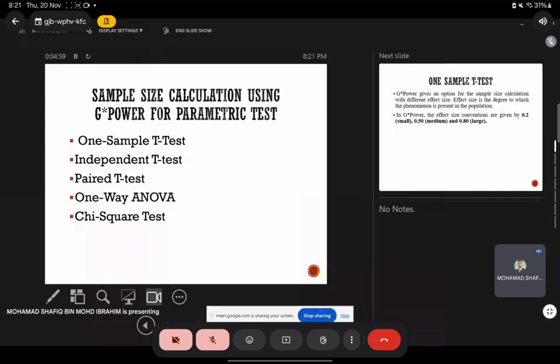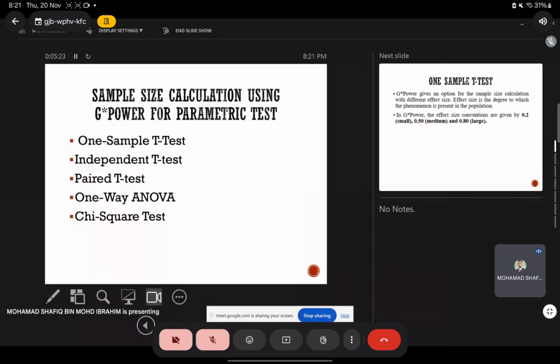For example, I want to see the difference in test score between male and female. Okay, so now you should know what is your dependent and what is your independent variable. From there, you can decide on the independent, one sample or paired t-test. For a paired t-test, you want to see any difference before and after.